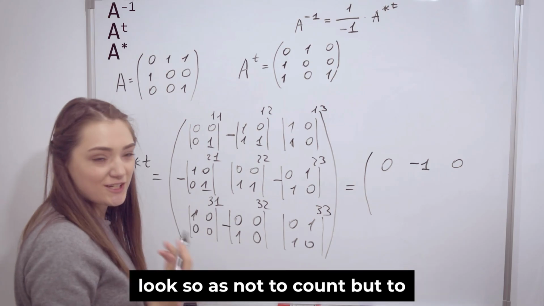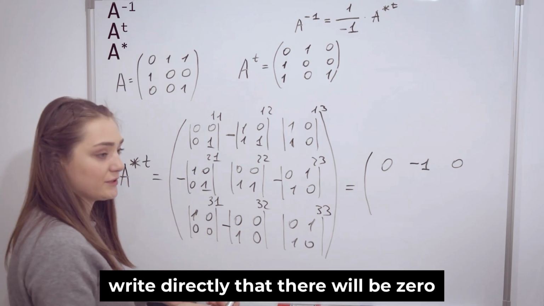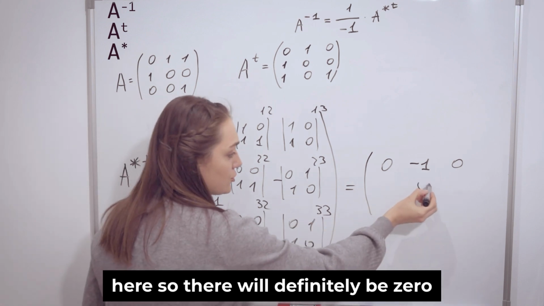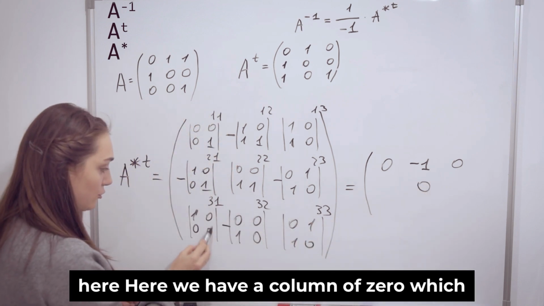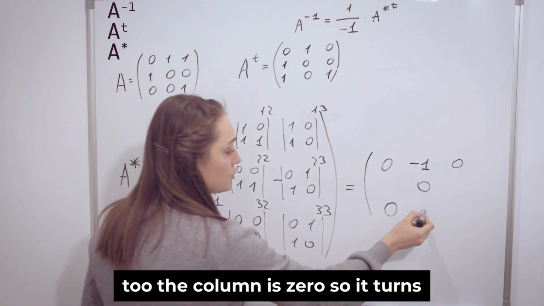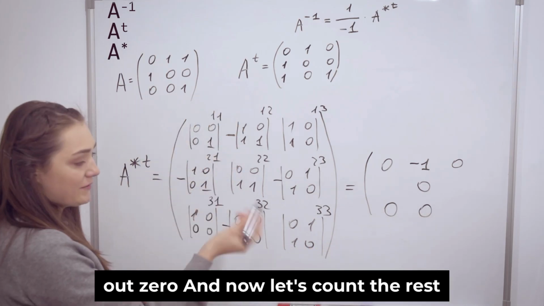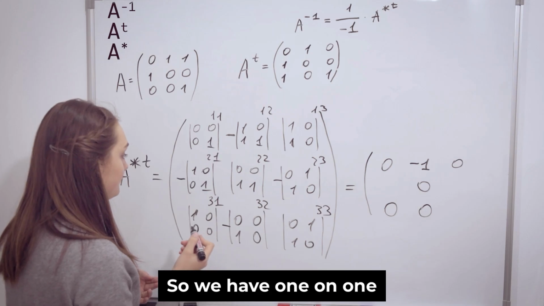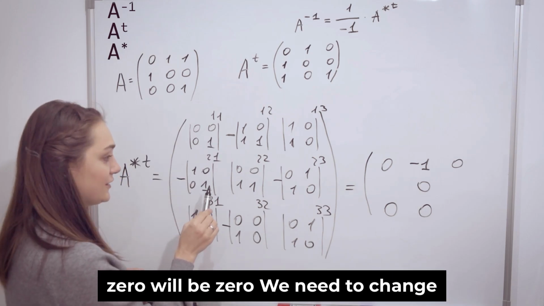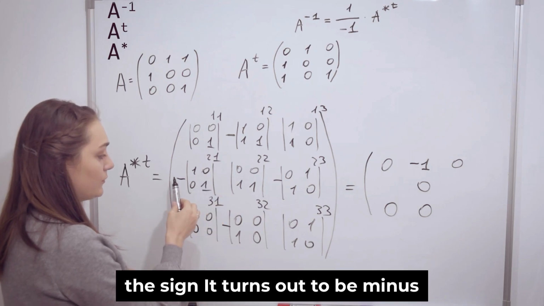Let's take a closer look so as not to count, but to write directly that there will be 0. For example, we have a row of 0 here, so there will definitely be 0 here. Here we have a column of 0, which means that it will also be 0. Here too, the column is 0, so it turns out 0, and now let's count the rest. So we have 1 by 1, it will be 1, and 0 by 0 will be 0. We need to change the sign. It turns out to be minus 1.